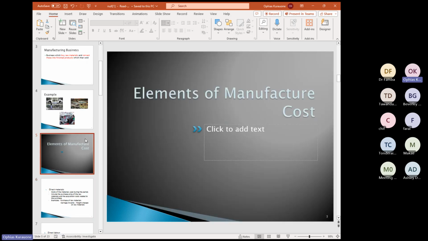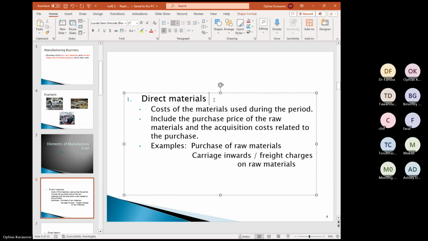So let's start by looking at the key cost elements. Here we have direct materials. Direct materials are very important. These are the costs of the materials used during the period. For you to manufacture a car, or even a bicycle, you need raw materials, you need tires, you need wheels, and other raw materials. Even let's say you are a carpenter. As a carpenter, you need to buy planks, you need to buy screws, so that you are able to come up with a table. So these are what we call raw materials. So it is the cost of the materials used during the period.